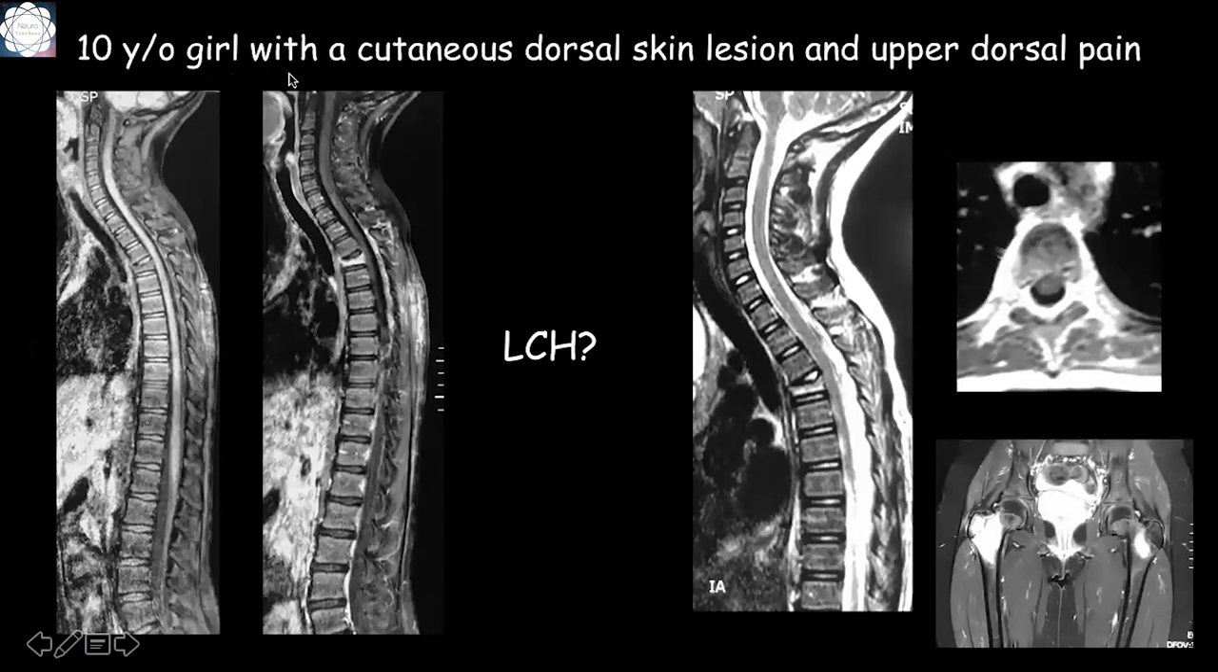Another case, this is a 10-year-old girl with a cutaneous dorsal skin lesion and upper dorsal pain. And you see here the collapse of the T4 thoracic vertebral body. The presence of a diffuse inflammation at the skin, subcutaneous tissue, and the presence of this enhancing tissue in the dorsal epidural space. Here you can see the hyperintensity of the collapsed vertebral body, this perivertebral tissue, which is a phlegmonous tissue, and the presence of these lesions at the level of the upper femurs. And this might seem similar to LCH, Langerhans cell histiocytosis, but it turned out to be again Bartonella.